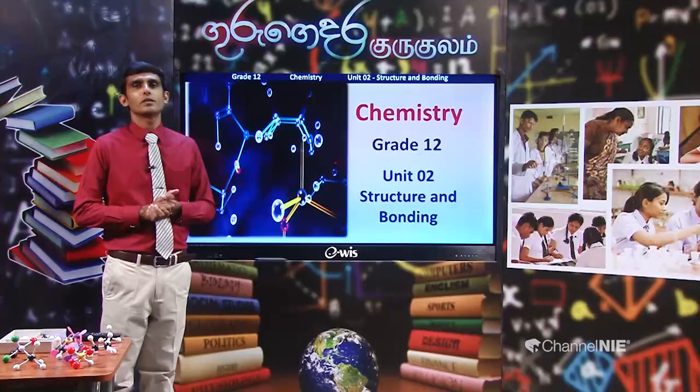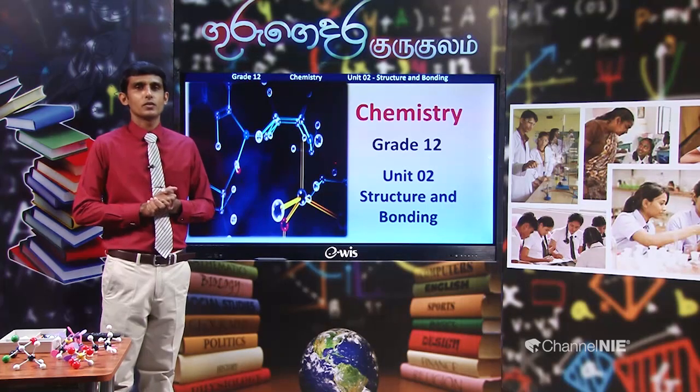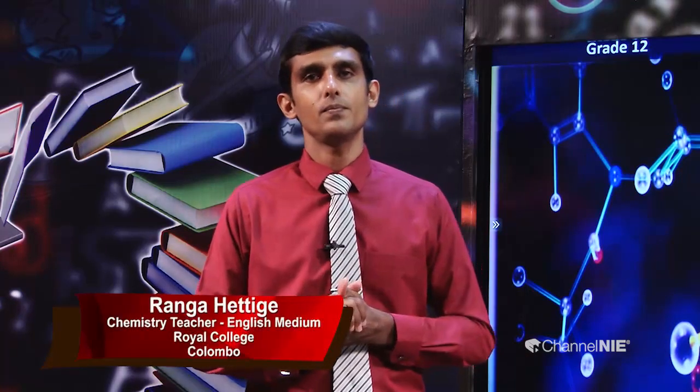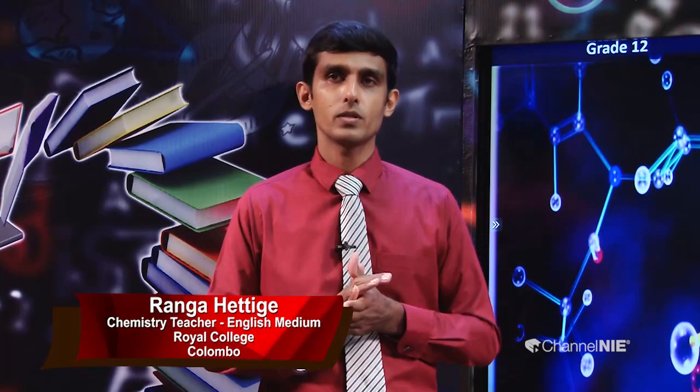Hello students, today we are going to discuss another important topic of the second unit of the advanced level chemistry syllabus under structure and bonding. So far you have learned about covalent bonds, ionic bonds, the way Lewis structures are drawn, and about resonance structures. All these things we have now understood clearly.